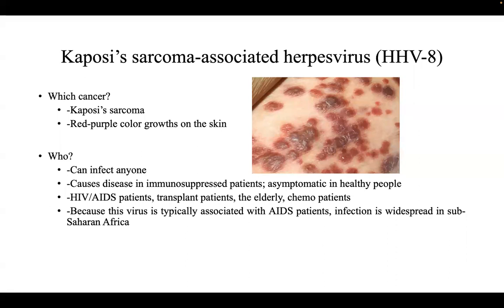So that explains why HIV patients, transplant patients, or elderly and chemo patients can easily be infected with this virus. Because the virus is so much associated with AIDS patients, infection is widespread in sub-Saharan Africa, because as we all know, sub-Saharan Africa bears like 70% of the burden of HIV globally.